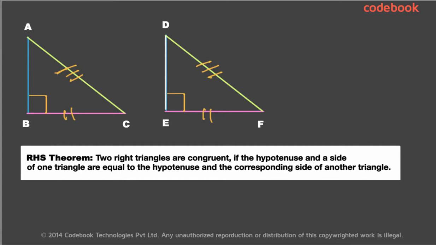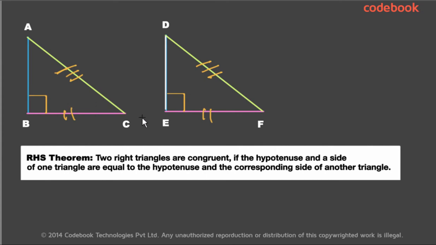Now let's look at another theorem called RHS theorem. RHS stands for right angle, hypotenuse and side. The theorem states that two right triangles are congruent if the hypotenuse and a side of one right triangle is equal to the hypotenuse and the corresponding side of the other triangle.